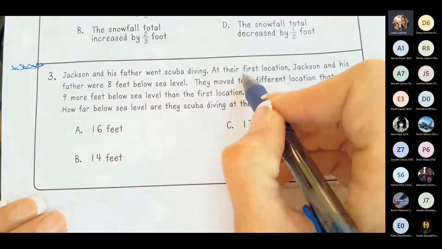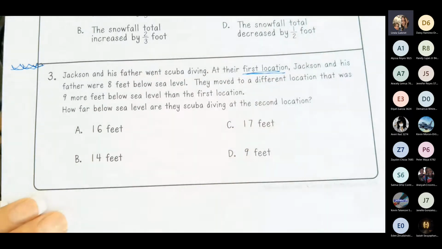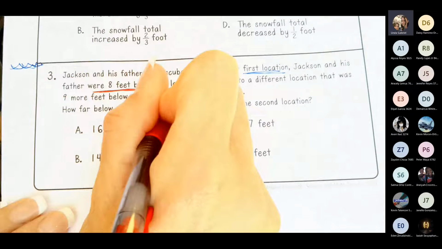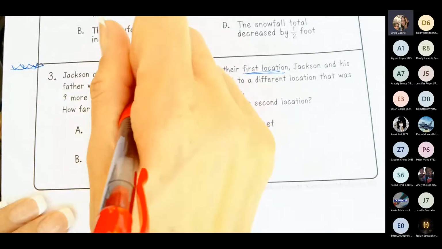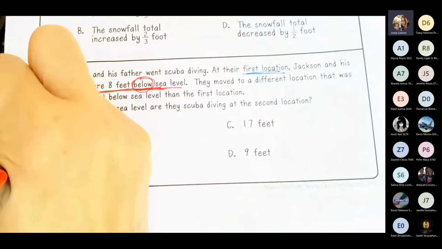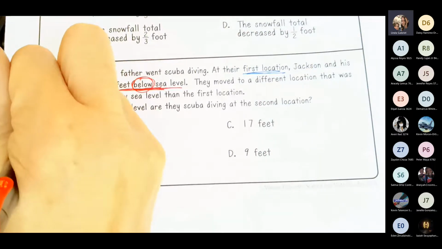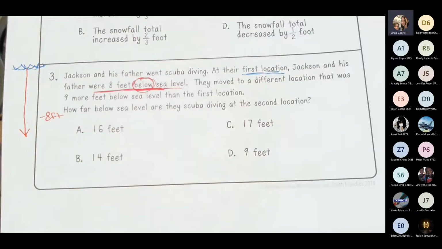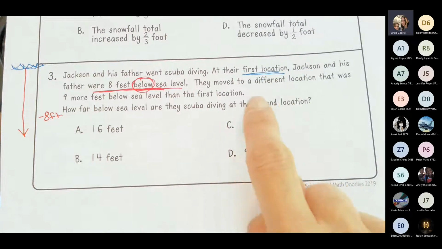At their first location, Jackson and his father were 8 feet below sea level, right? I am below sea level. That means I am -8, right? I went down 8 feet, right? -8 feet, right? All right, so my next part of that question, they moved to a different location.